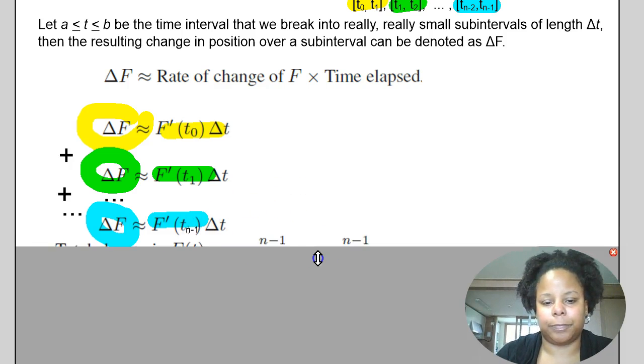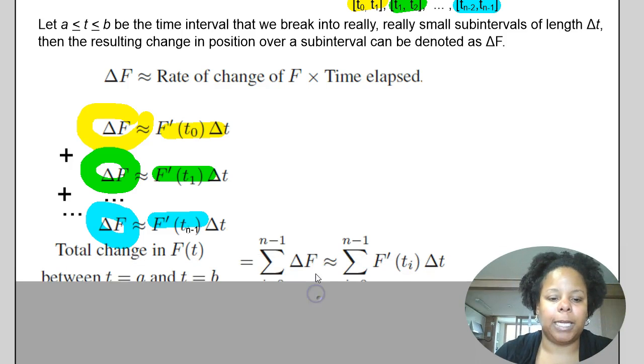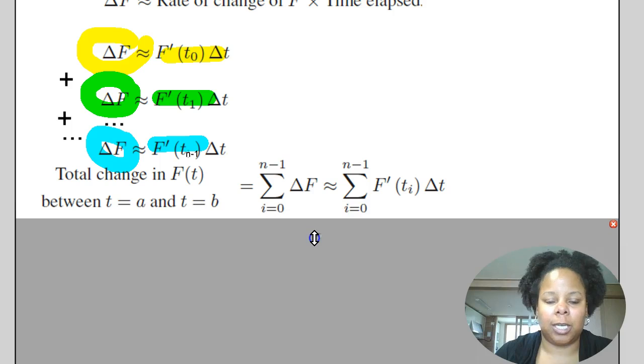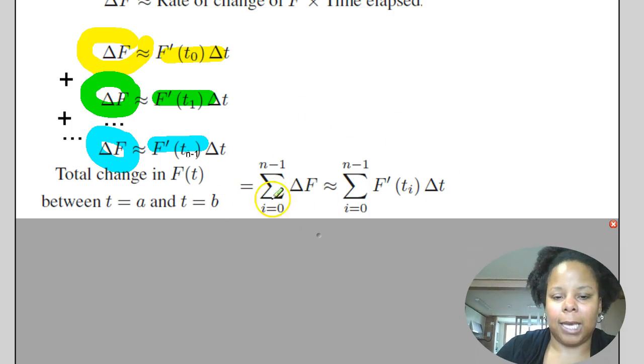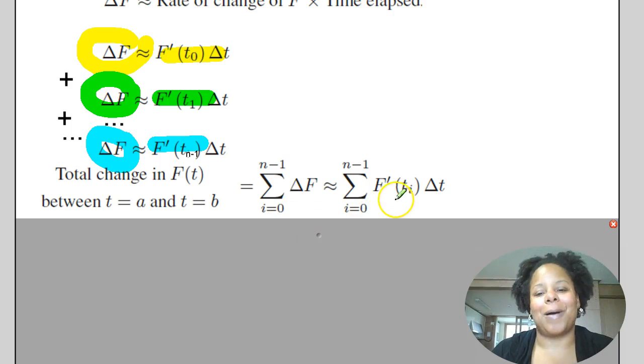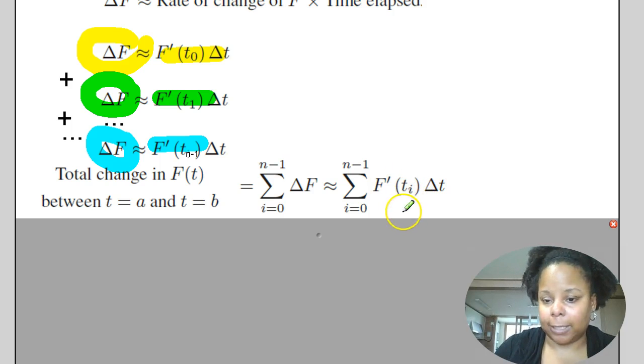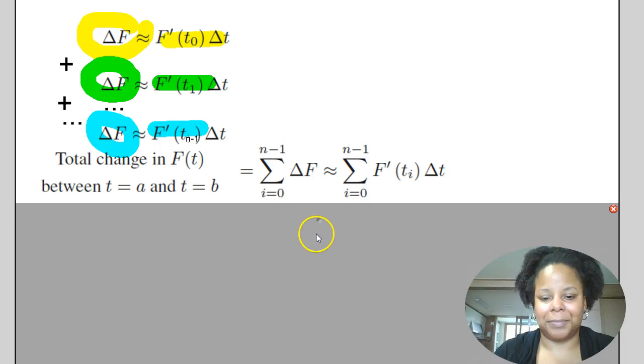Okay, and if we were to add all of these delta f's up, we would end up with the total change in position, or delta big F, from A to B, because all we had to do is just add those up. And that's essentially the same thing as the summation of the delta f's for each of the subintervals, which can be computed approximately by multiplying the first derivative of the function big F at each subinterval endpoint times delta t.